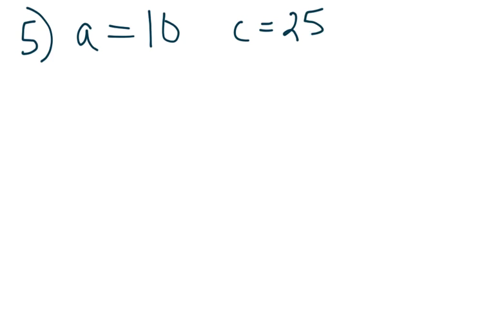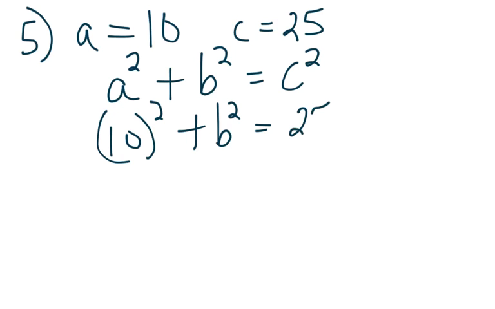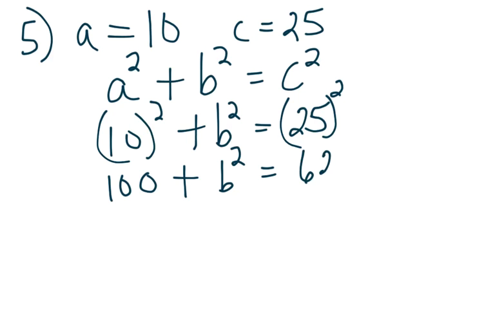Let's look at one other one before I sign your homework. If you'll look at number 5, it tells you that A is 10 yards and C is 25 yards. So you're still going to start with the same Pythagorean theorem. A squared plus B squared equals C squared. So 10 squared plus B squared equals 25 squared. 10 squared is 100 plus B squared equals 625. Subtract 100 from both sides.